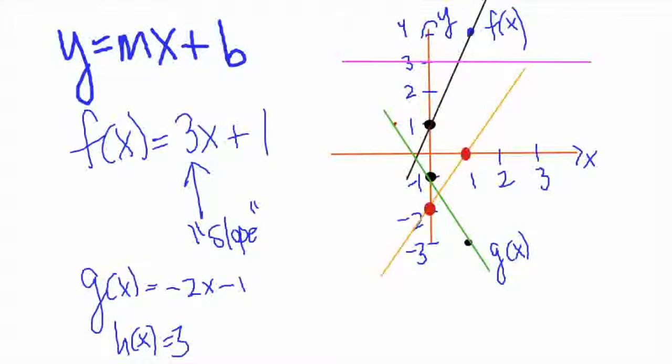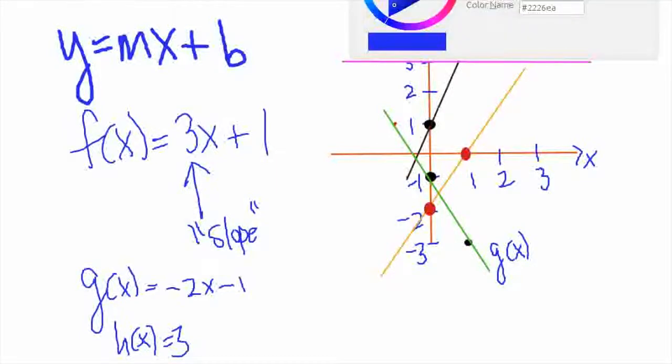Okay, and then we can't really have a function that's a vertical line, because it fails the vertical line test.